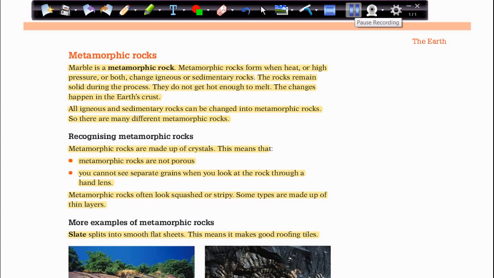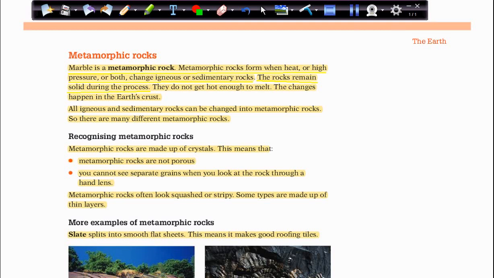Now let's go to the next page, please. Metamorphic rocks. Marble is a metamorphic rock. Metamorphic rocks form when heat or high pressure or both change igneous or sedimentary rocks. So this is a definition for the metamorphic rocks. This is how metamorphic rocks form. The rocks remain solid during the process. They do not get hot enough to melt.